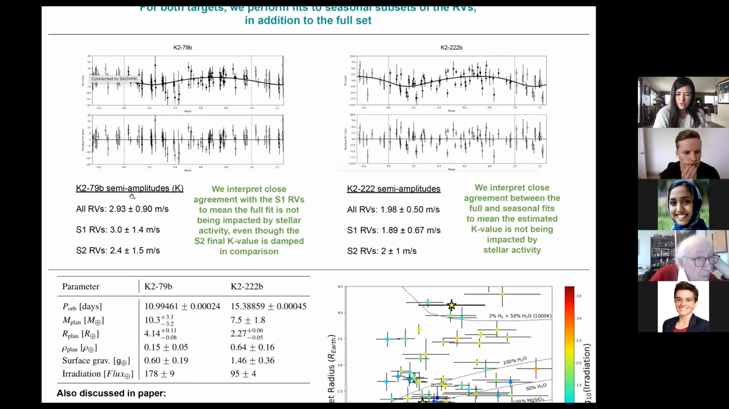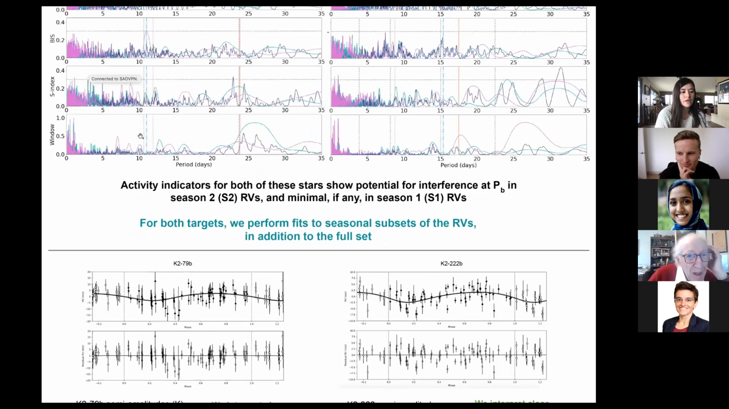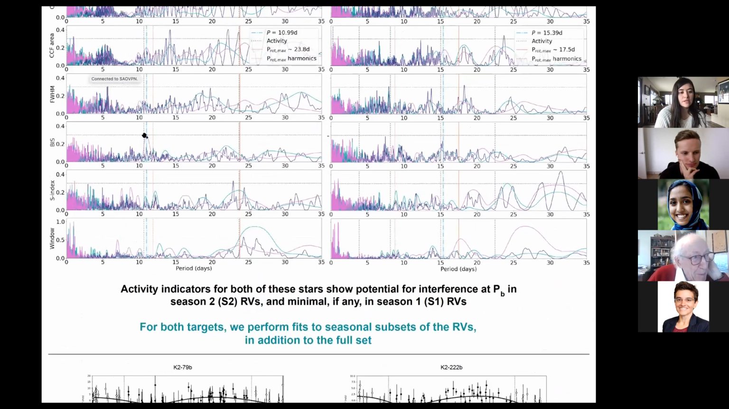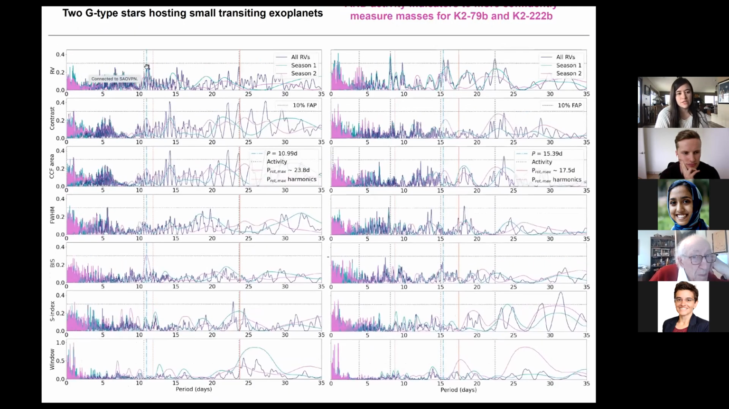So does that make sense, Erwin? Sort of. Yeah. So really the big kicker is seeing this signal at 11 days in the activity indicator, because we know this can't possibly be from the planet. It has to be from the star. And so we have to ask ourselves in the actual RVs, how much of the signal, the peak we're seeing in the full RVs, can we attribute to the star rather than the planet? It creates this degeneracy that's quite tricky. And I think that's why people have avoided these data sets for so long.